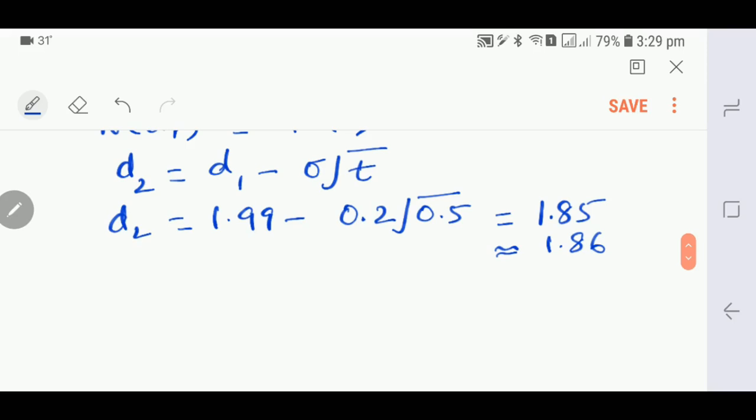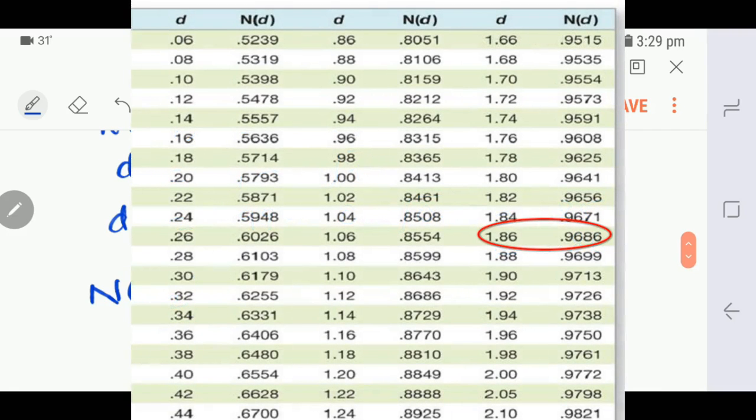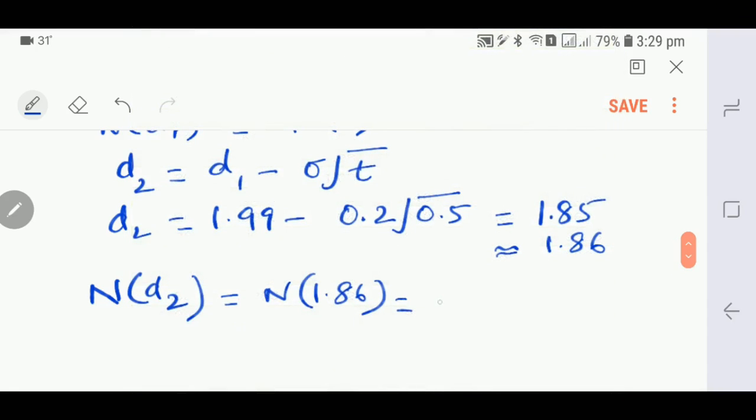So I'm going to again go to the cumulative normal distribution table, because I'm searching for an N value for D2. N of D2 is equal to N of 1.86, and now if I look up in the table, let me get hold of the table, what I'm seeing is that against 1.86, I get 0.9686. So this becomes the N value for D2.